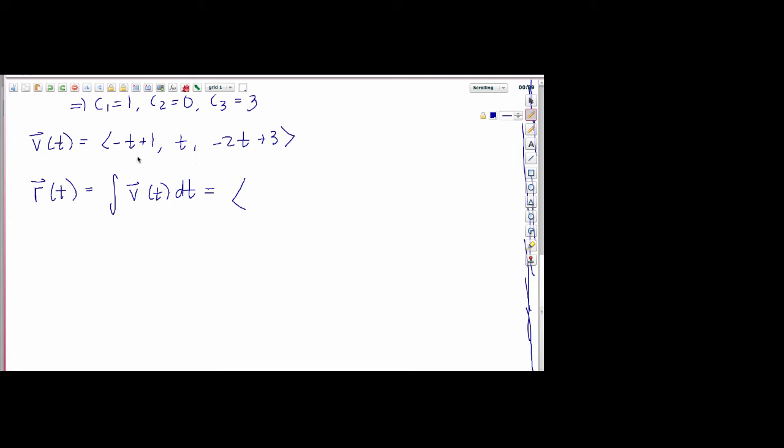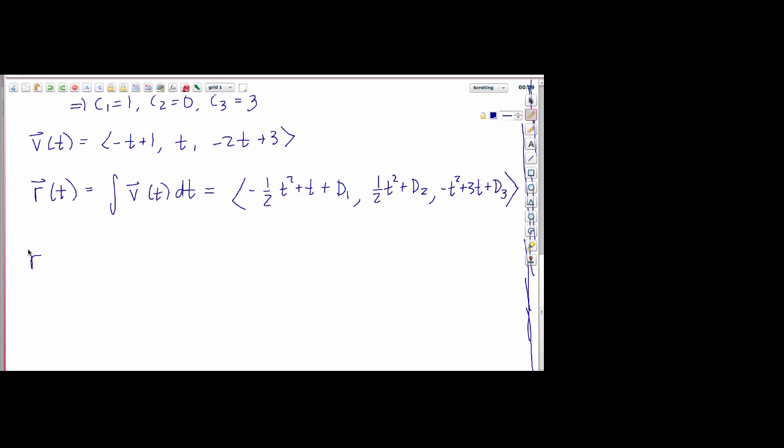So when we integrate the -t + 1, we get negative one half t squared plus t, and then we know we're going to get that plus constant vector on the outside, so I'm just going to go ahead and put our constant in, and I'm going to put a d1 since we already used a c. When I integrate t, we're going to get one half t squared plus d2, and when we integrate -2t + 3, we get negative t squared plus 3t, and I'll put a d3 here.